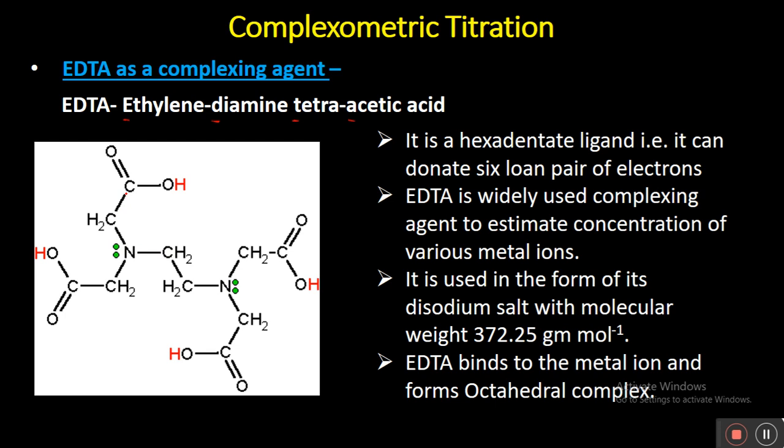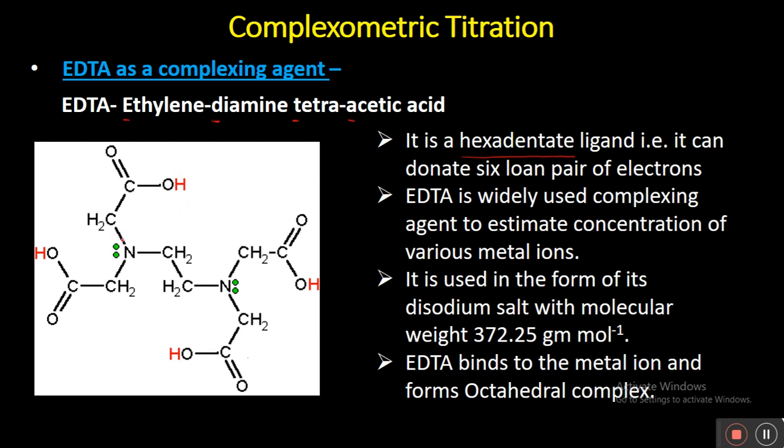So these are the four carboxylic groups, acetic acid groups. This is 1, 2, 3 and 4. So the name of this compound is ethylene diamine, tetra means 4, acetic acid. So what are the characteristics of EDTA? It is a hexadentate ligand. Hexadentate ligand means it donates 6 lone pairs of electrons.